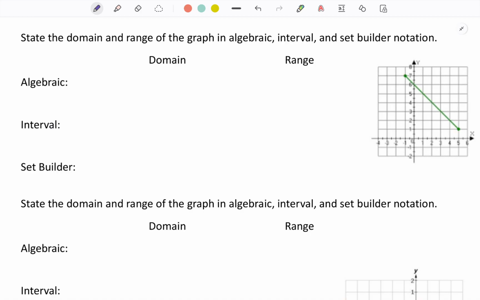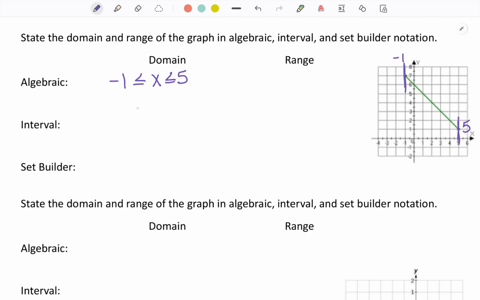So then for our next graph, we have a line segment here. So again, we are going to look at how far we can go to the left for our domain. It looks like -1, and then how far we go to the right. So that is 5. So in algebraic notation, we will have -1 is less than or equal to x, which is less than or equal to 5. And I have less than or equal to because both ends are filled in circles.